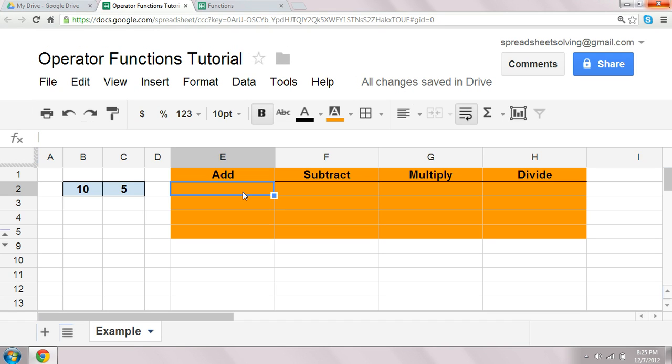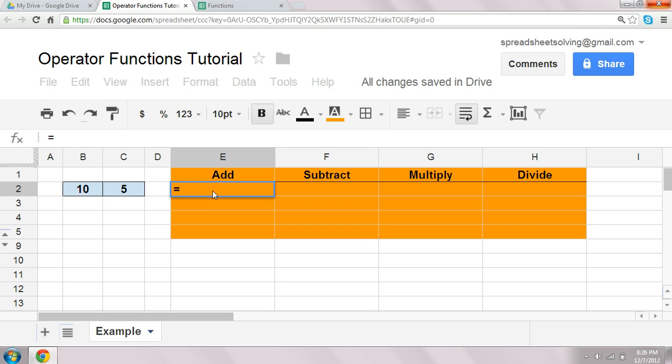All right, as the expression goes, there are many ways to skin a cat. Well, likewise, there are many ways to add, subtract, multiply, and divide in spreadsheets. Let's start with the most obvious. Let's imagine we have two numbers here in cells B2 and C2, and we're going to add those numbers up.